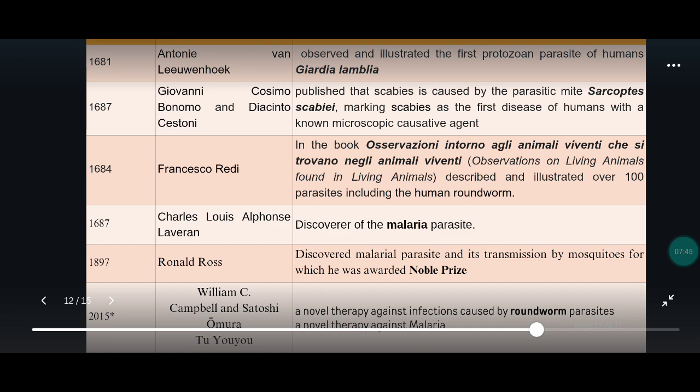In 1880, Charles Louis Alphonse Laveran discovered the malarial parasite. In 1897, Ronald Ross discovered the malarial parasite and its transmission by mosquitoes, for which he was awarded the Nobel Prize. In 2015, William Campbell, Satoshi Omura, and Tu Youyou were awarded the Nobel Prize for their novel therapy against infections caused by roundworm parasites and novel therapy against malaria.